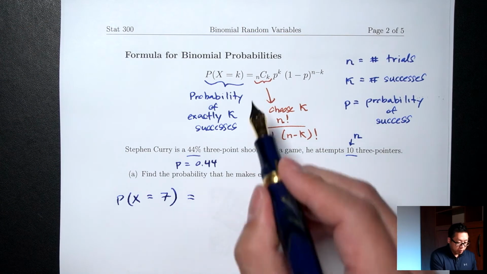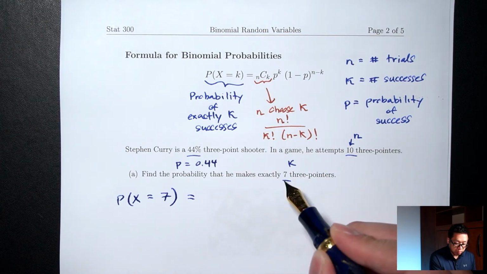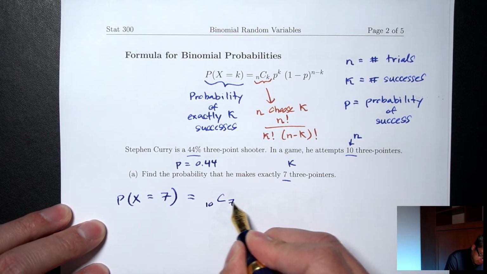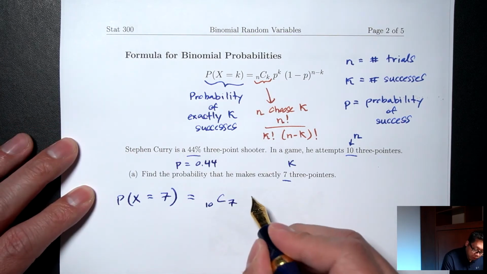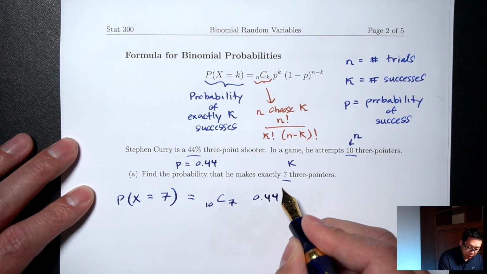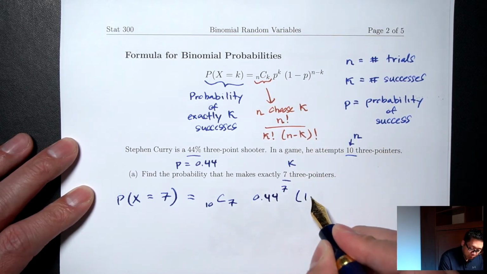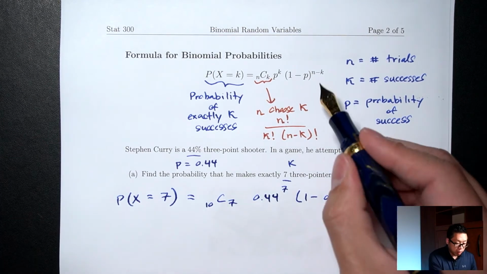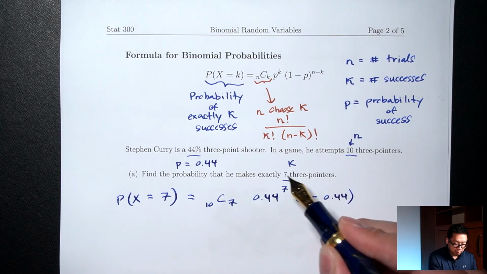On the right side, N choose K for us is going to be 10 choose 7. P to the power of K, P is 0.44, to the power of K, K is 7. 1 minus P, that's going to be 1 minus 0.44, to the power of N minus K. For us, it's going to be 10 minus 7.